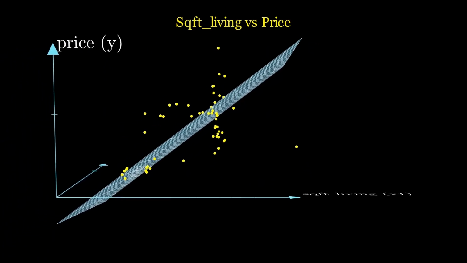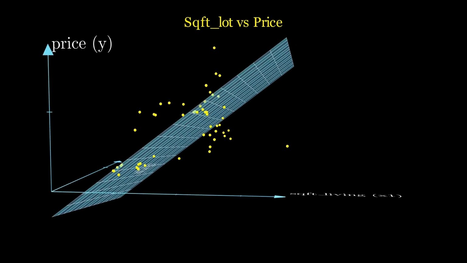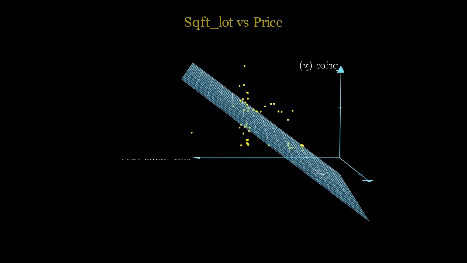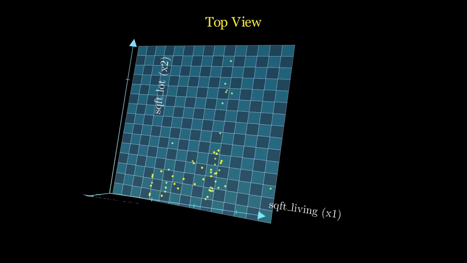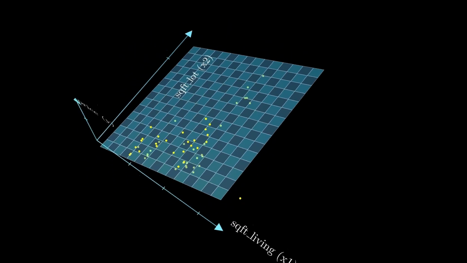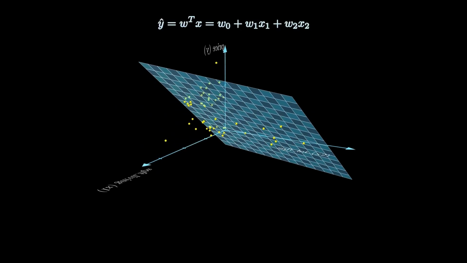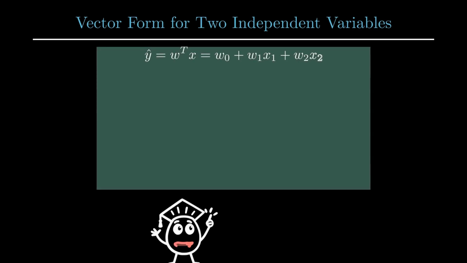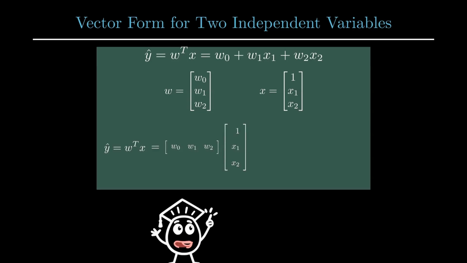From above, house area versus price has a positive slope. Lot area versus price also has a positive slope. The equation of this plane is y hat equals w0 plus w1 x1 plus w2 x2. Looking more closely, the plane's equation is just the dot product of two three-component vectors, w and x. w transpose means we lay the w vector down, multiply component-wise with x, and sum.